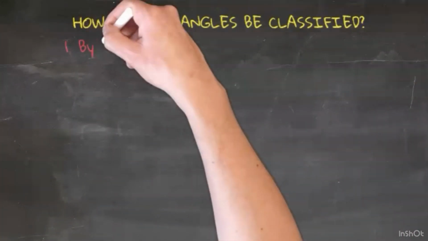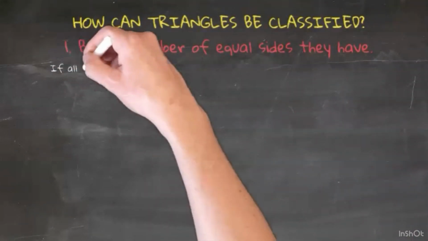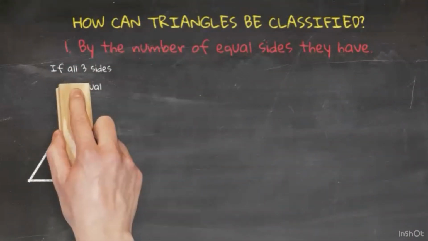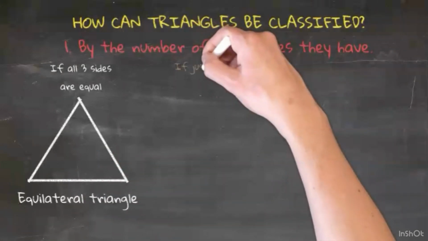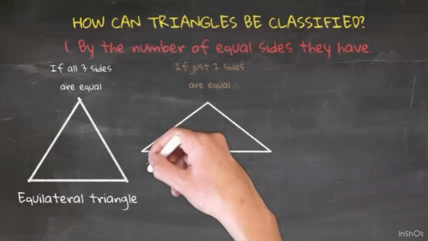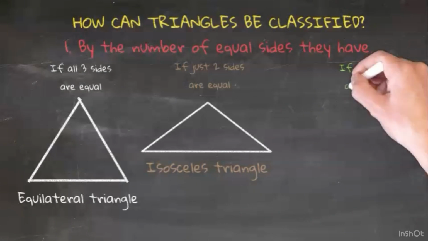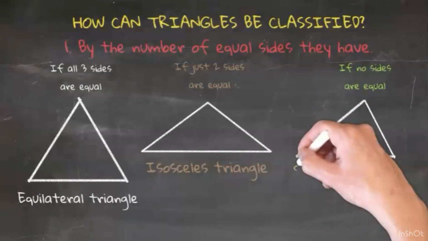Triangles can be classified based on how many equal sides they have. If a triangle has 3 equal sides, then it is an equilateral triangle. If it has 2 equal sides, it is an isosceles triangle. And if it has no equal sides, then it is a scalene triangle.